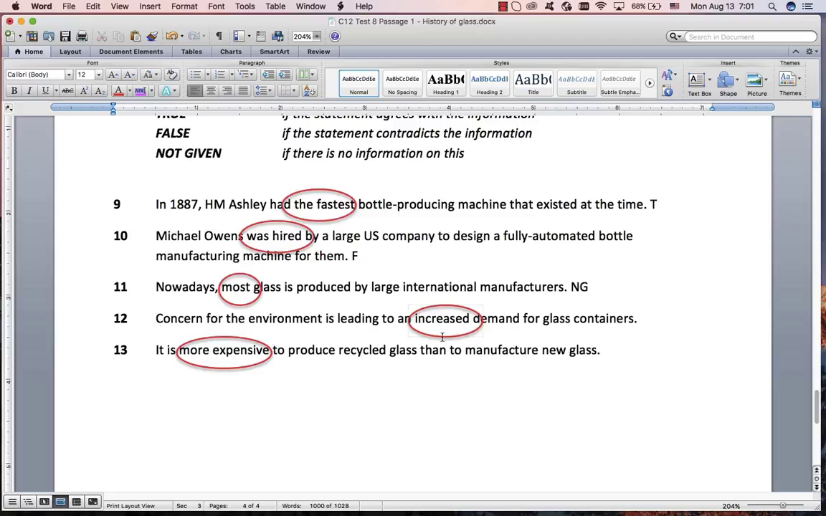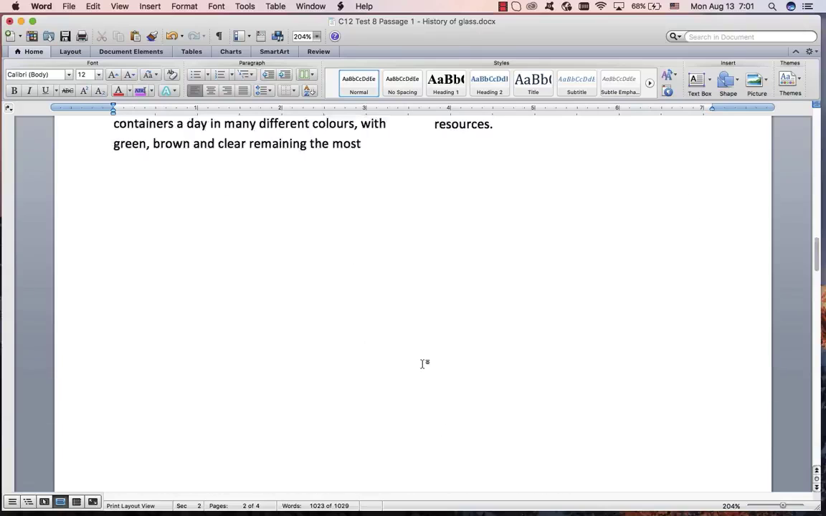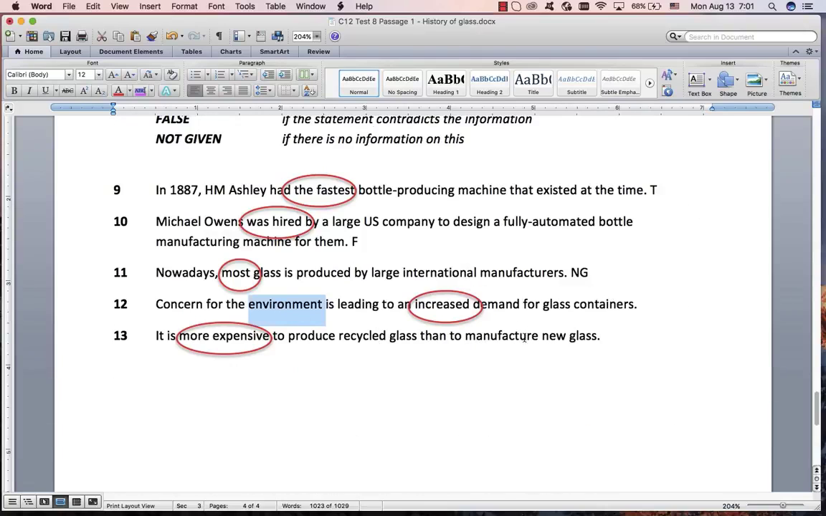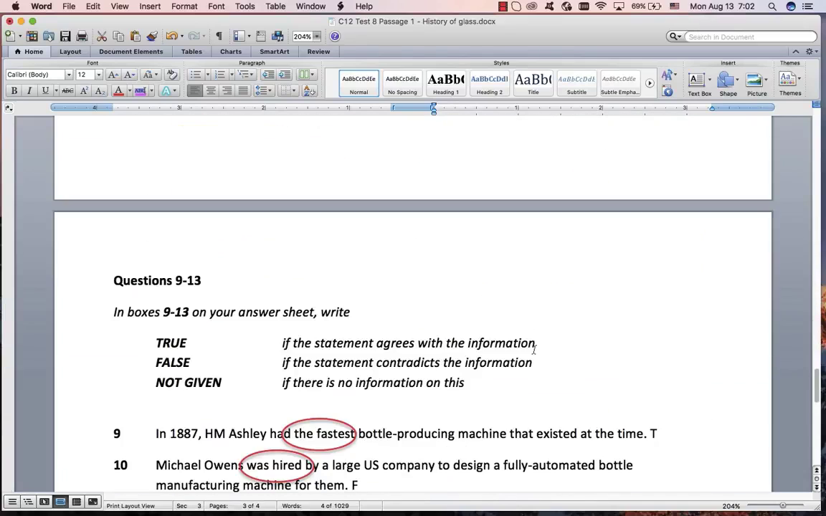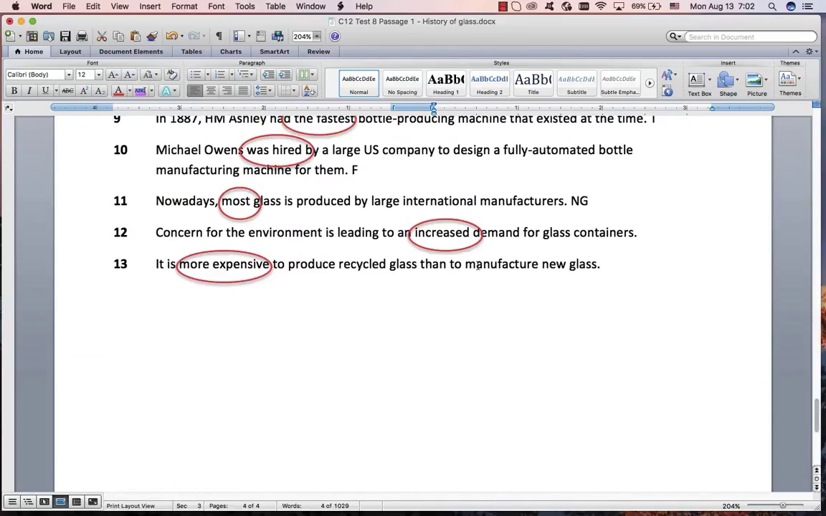Right, next. Is the demand increasing, or is the demand decreasing, or we don't know? So you would have scanned something about environment. Important paraphrase here, green issues. Green is often used as a synonym for environment. So there's our word for environment. These jars are becoming ever more popular. More popular, demand increasing. More increasing, fine. So they're the same. That's an easy true. Demand is an important word. Make sure you know it.